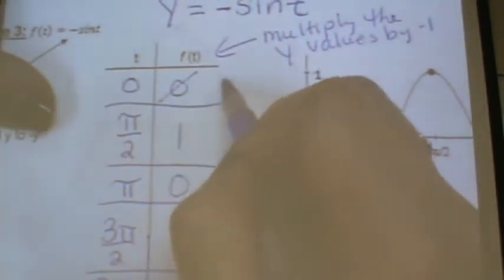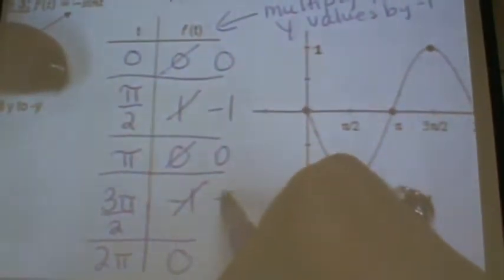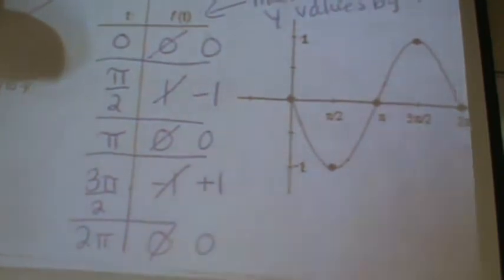What does this negative mean? Well, it's going to be a reflection over the x-axis. How do you reflect something over the x-axis? You multiply the y values by -1. So if we multiplied this by -1, you'd get still 0, -1, 0. This is going to be a positive 1 now, and that's still going to be 0.